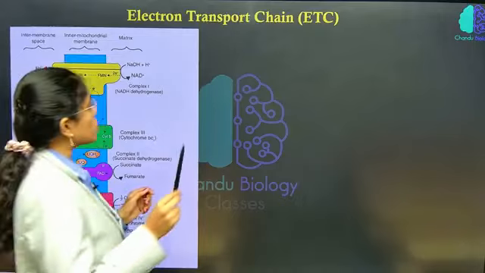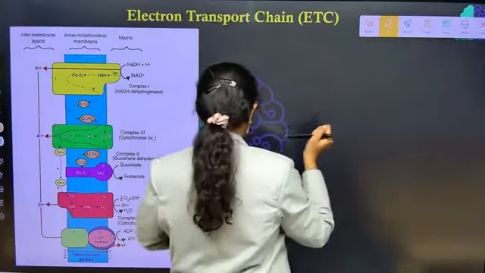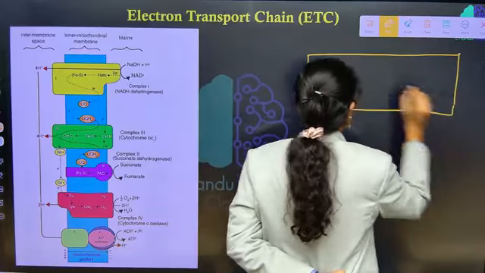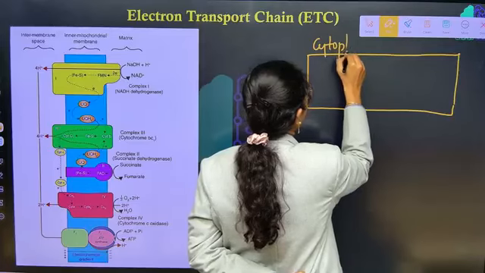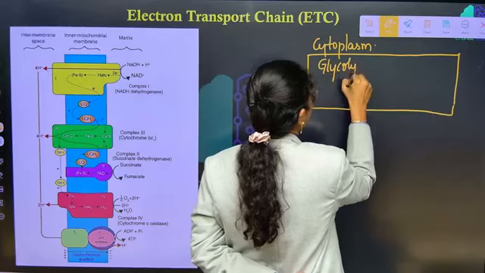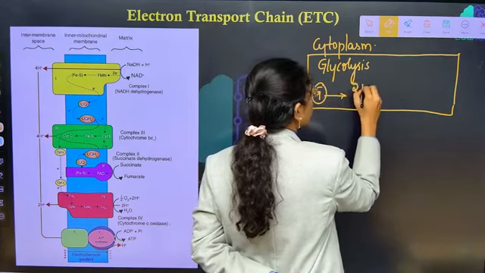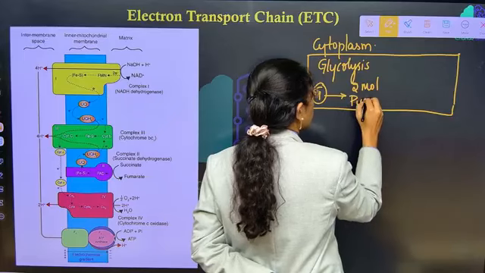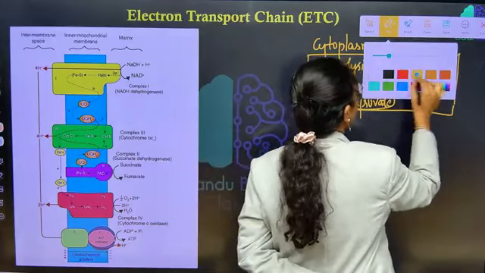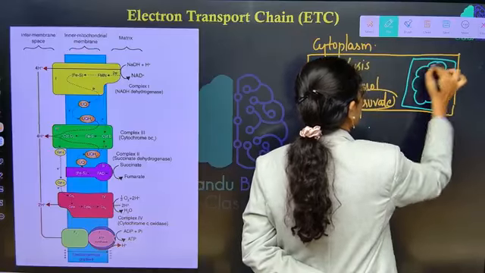Let us recall yesterday's class, wherein we learnt about glycolysis, which of course we will learn in detail in biochemistry, but as of now remember this part: firstly in cytoplasm, glycolysis occurs, where glucose breaks down to two molecules of pyruvate, and this pyruvate will directly land into the mitochondrial matrix.